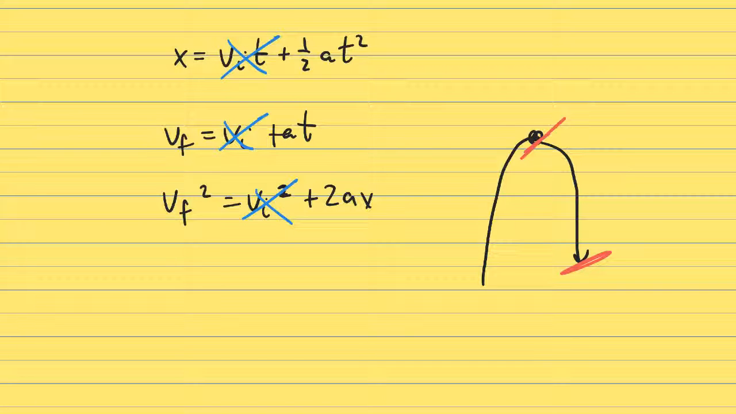What if we're looking at a problem only on the way up? What simplification can I make to all my formulas, or 2 of my formulas? If it's only on the way up. Well done, Kev. VF becomes 0 in that case. VF would go to 0.